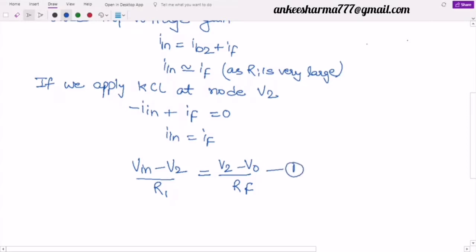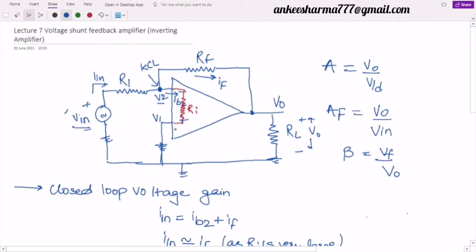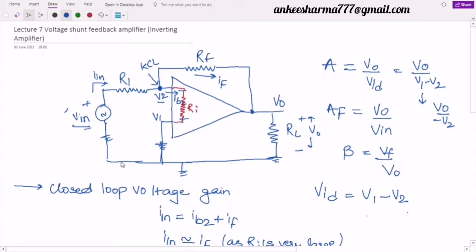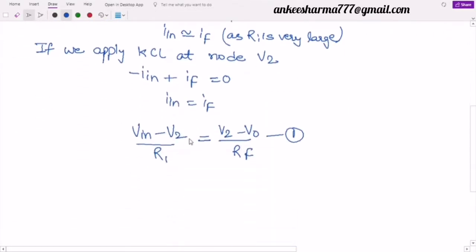Also we can write one more thing that I have left: VID is equal to the difference of the non-inverting and the inverting, that is V1 minus V2. Now look here, we have A is equal to V0 by VID. So can I write it is equal to V0 by V1 minus V2? What is V2? It is some voltage, I don't know about that. But what is V1? Definitely it is 0. So can I say that this is equal to V0 by minus V2? Can I write like this? So I will substitute these values and we will see what we get.